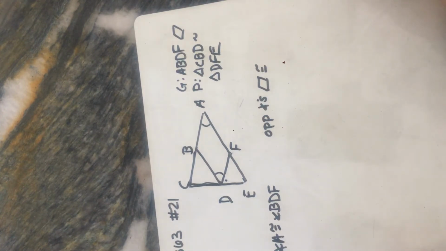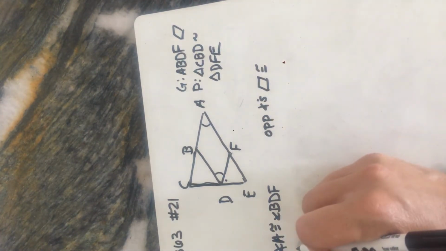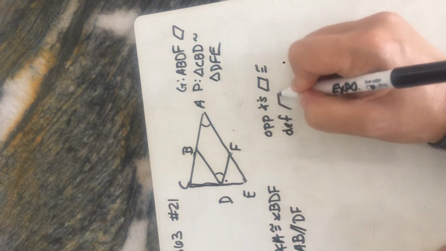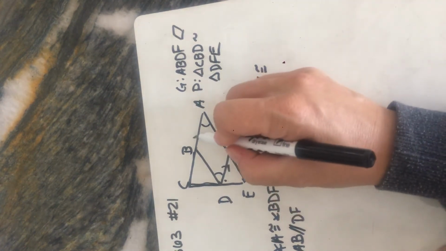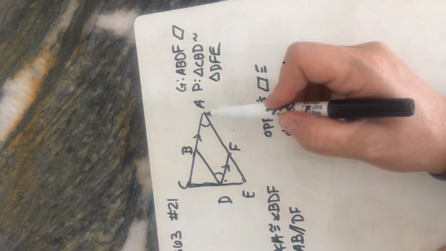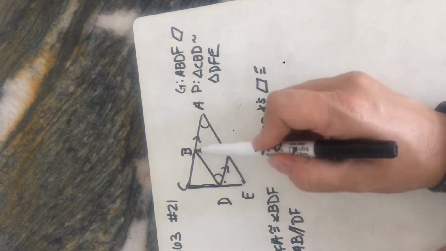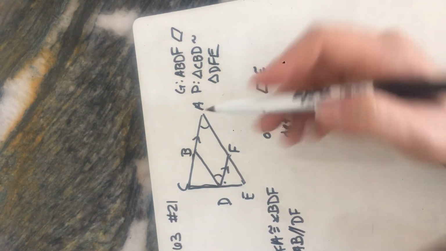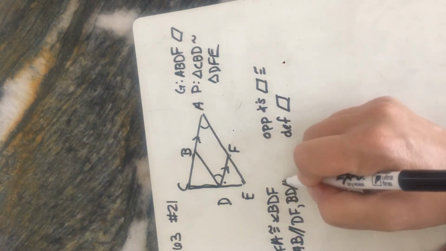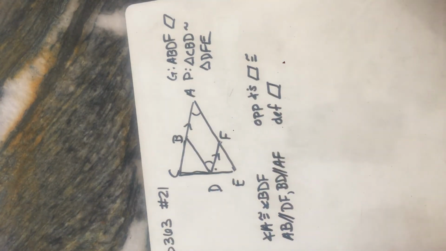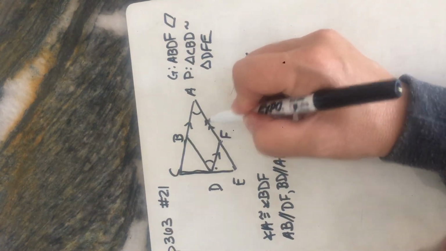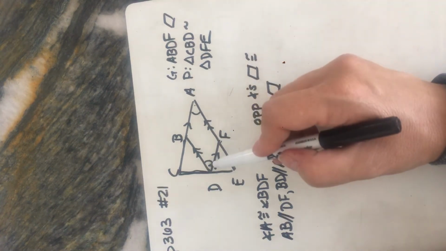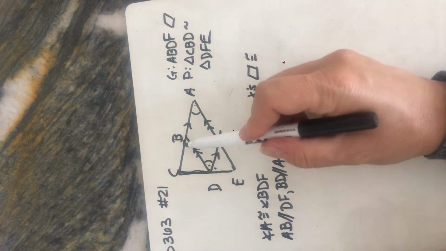Alrighty, then we've got parallel lines. So AB is parallel to DF by the definition of parallelogram. So this guy and this guy are parallel. Let's see, does that help us at all? And then we also know that BD is parallel to AF. We can include that in the same sentence. There we go. So let's see, these guys are congruent.